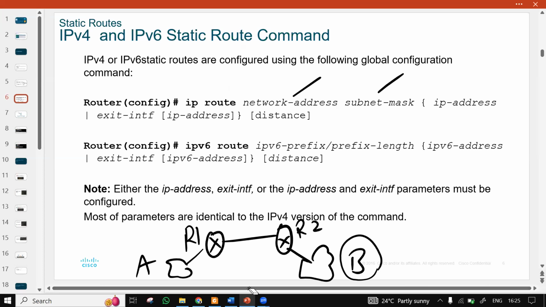Okay, voila, back. So I was saying if I'm using the exit interface, I'm configuring on R1, then I'm using the directly connected option. If I'm using this IP address, I'm using the next hop route option. If I use both at the same time, I'm using a fully specified route option. The same with IPv6. Very simple to understand that command.